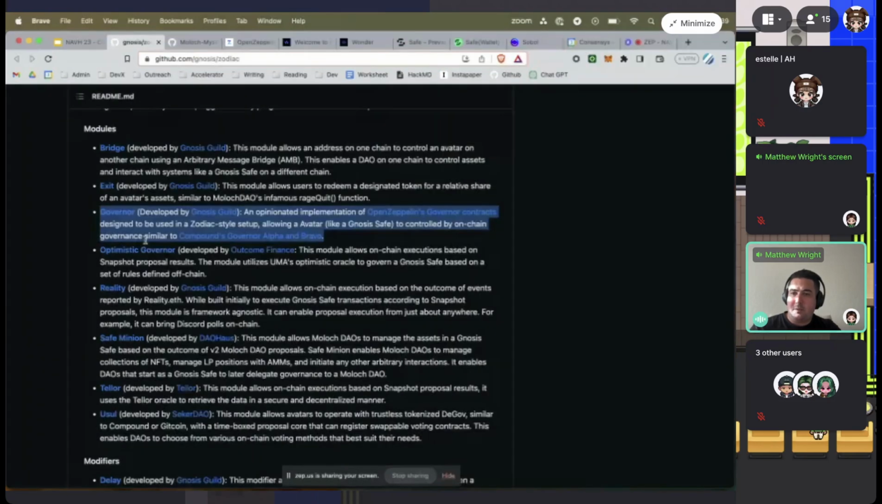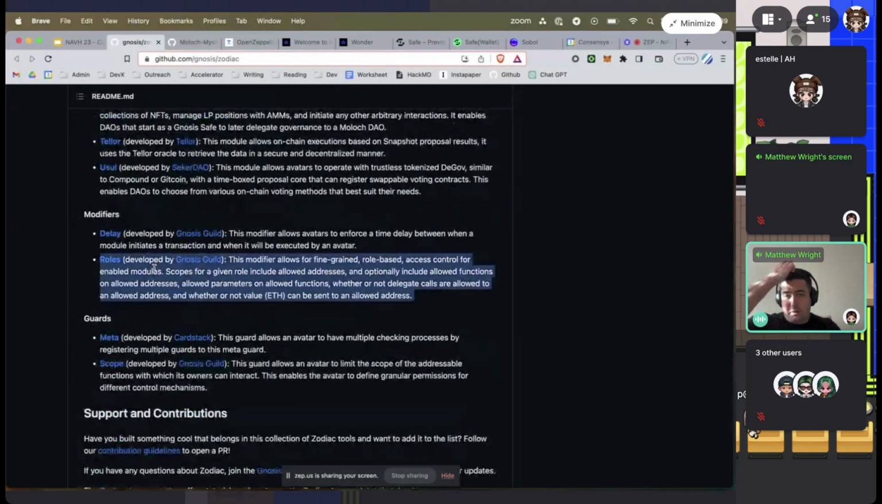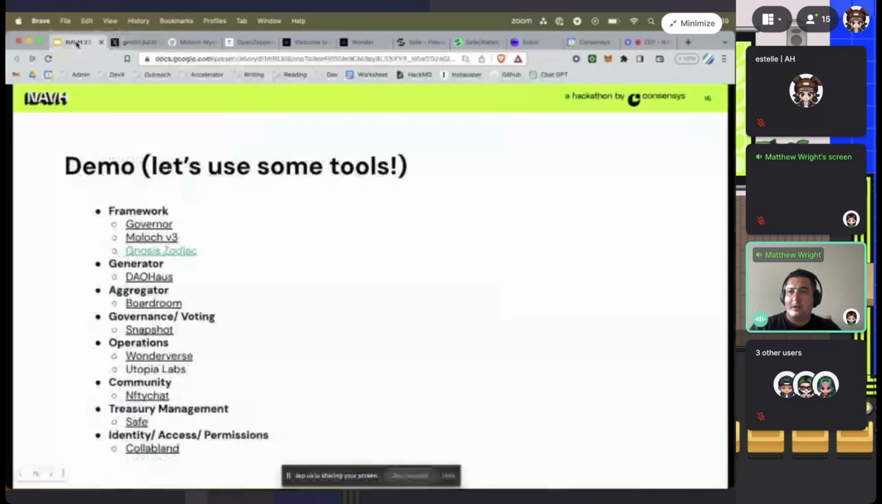And I think the most popular one is the roles module, right here. You're able to basically use a module to control, similar to hats, but you can delegate who's allowed to do certain things within your organization on chain. But yeah, there's a lot of other really cool tools here too. So check out these frameworks if you're looking to explore how those work.